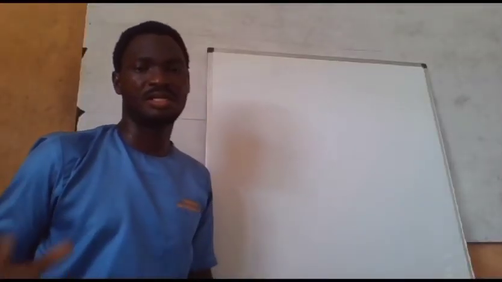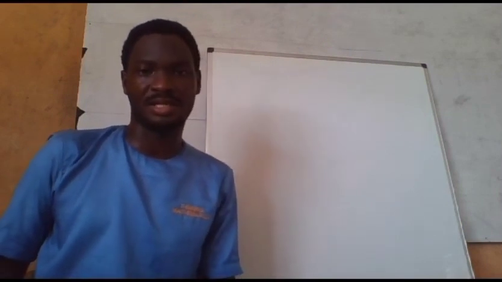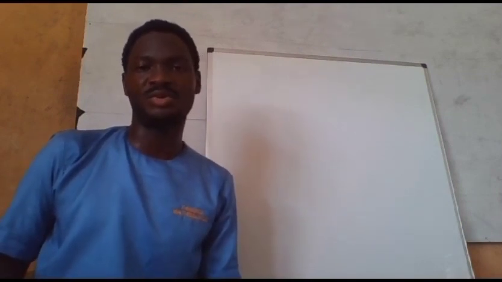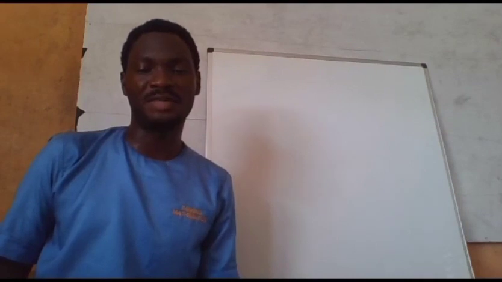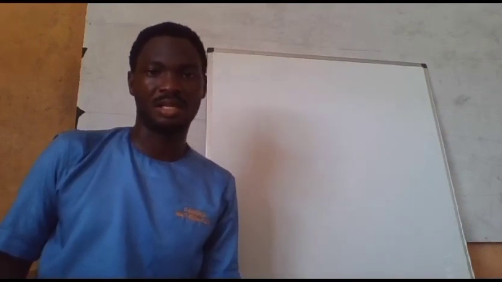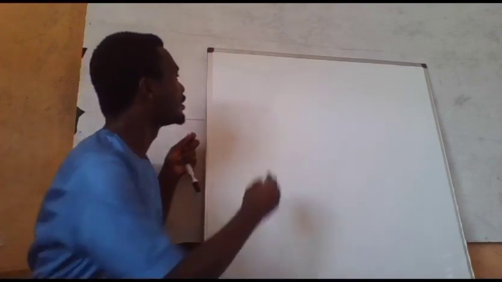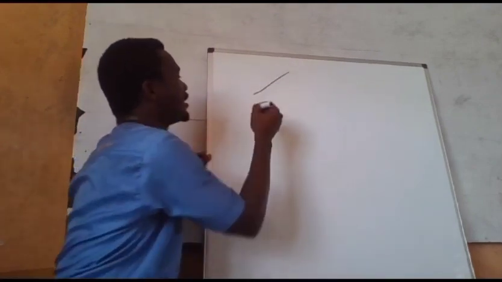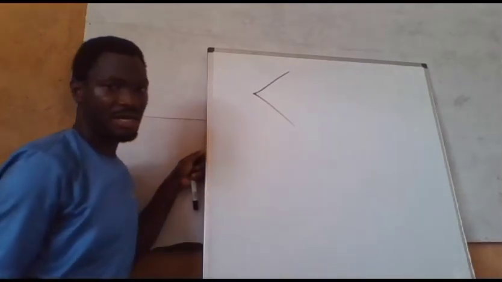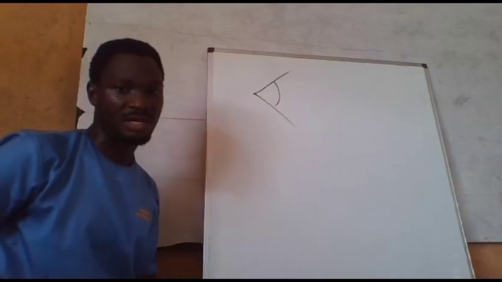So let's have a little bit of discussion about angles. Angles, as we know, are formed at the intersection of two lines. So when two lines meet, an angle is formed. So we have a line here, we have a line here, and this shape is what we are calling an angle.